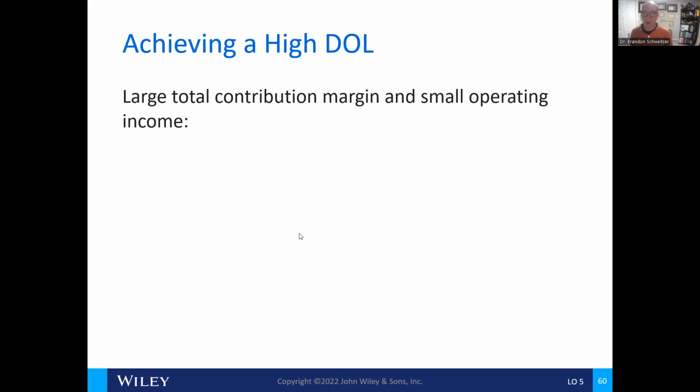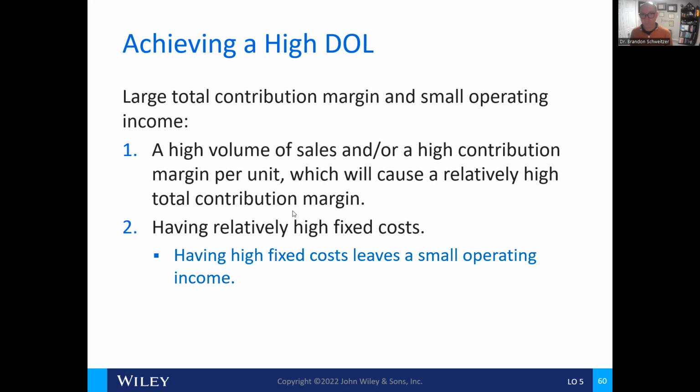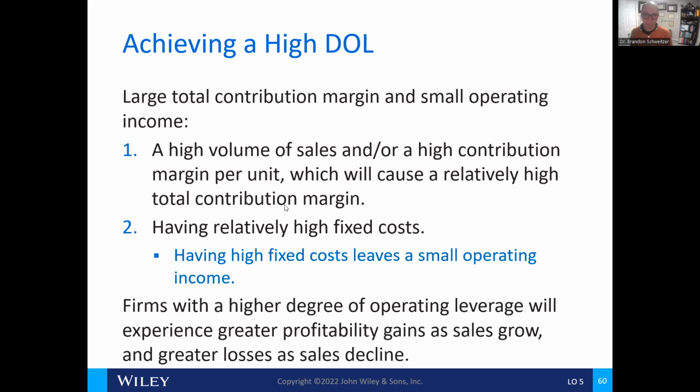To achieve a high degree of operating leverage, we look at the contribution margin in terms of operating income. Having high fixed costs leaves a small operating income. Companies with high degrees of operating leverage experience greater profitability and gains in sales as they grow. However, the opposite is also true when it comes to losses.